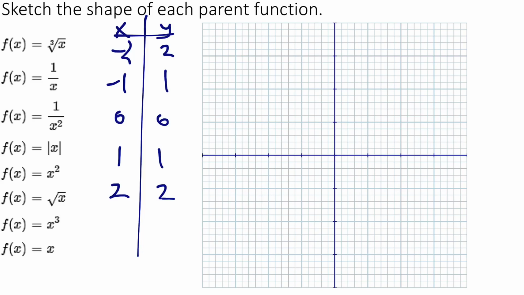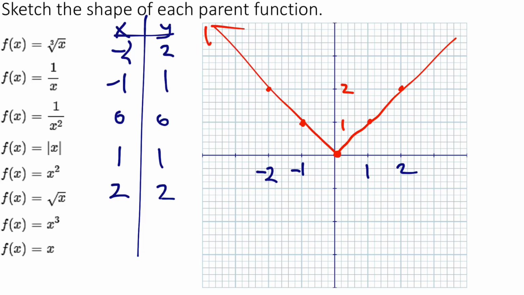So let me expand my graph a little bit. Let's call this negative 1 and this negative 2. All right. So at negative 2, we're at, this is 1, this is 2. At negative 2, we're at 2. Negative 1, we're at 1. 0, we're at 0. 1 at 1. 2 at 2. So it's the characteristic V-shaped graph. All right, so this is our absolute value function, the parent function of the absolute value function.